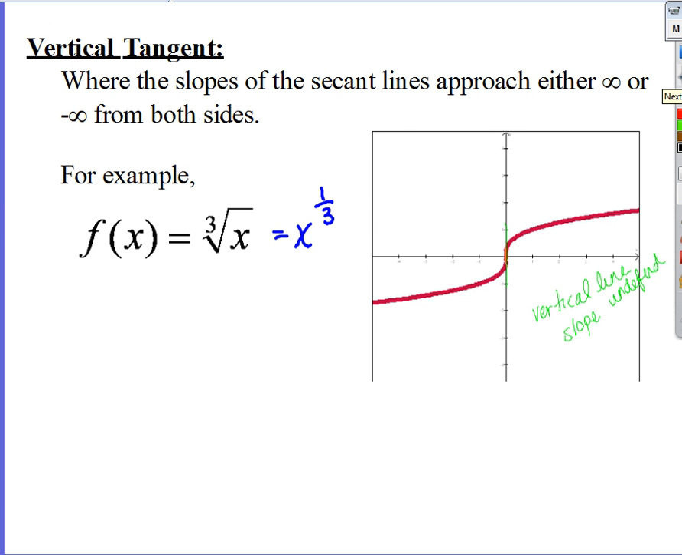A vertical tangent. This is where the slopes of the secant line approach either infinity or negative infinity from both sides. For example, the cube root function has a vertical tangent at 0. That slope goes pretty much vertical, so the slope would be undefined, which means that we couldn't have a derivative.